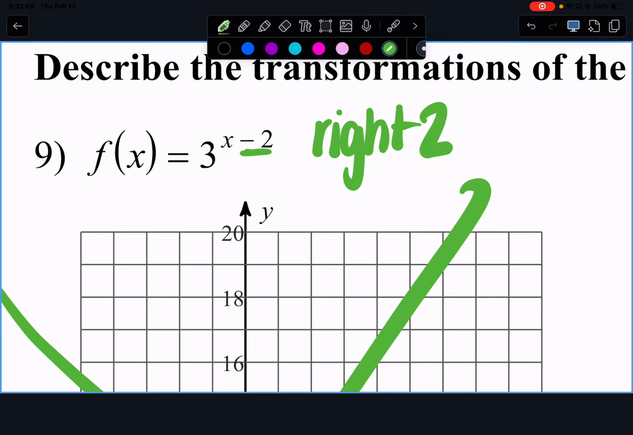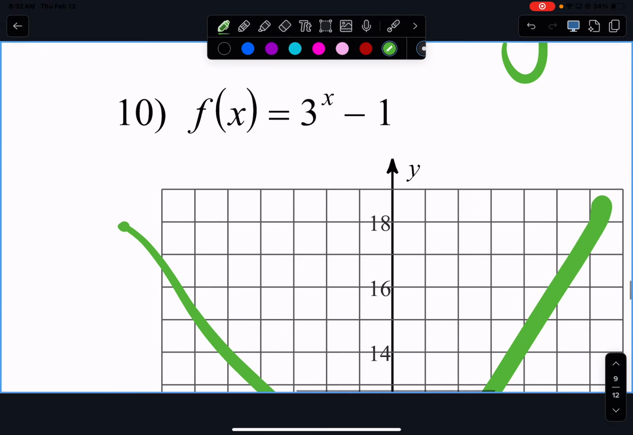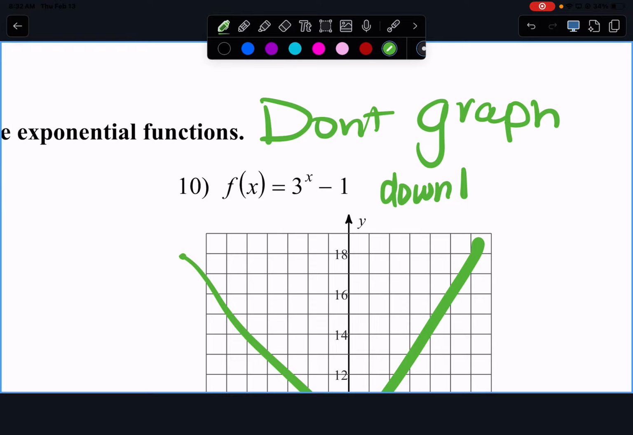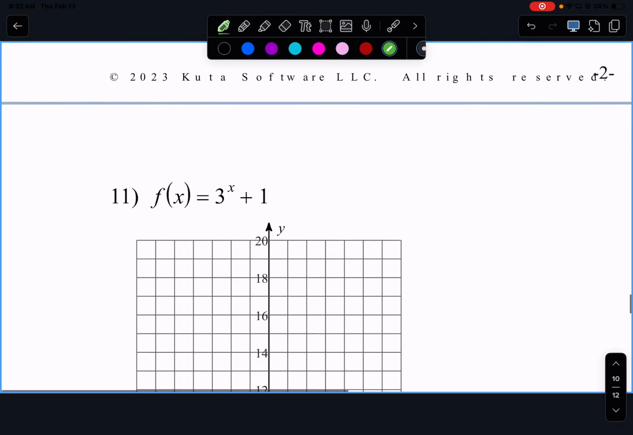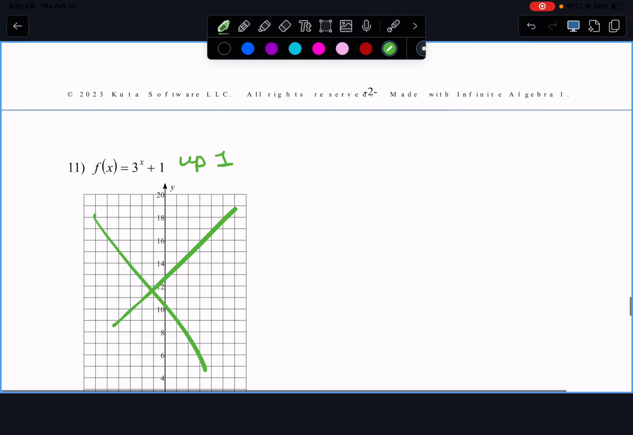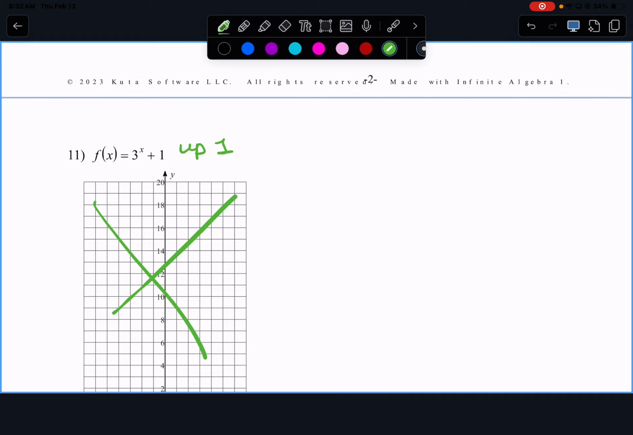Now, the outside ones move it up or down. So this would move it which way? Down 1. And then we have one more of these, I think, on the next page. Again, don't have to graph. Which way does that transformation move it? Up 1.